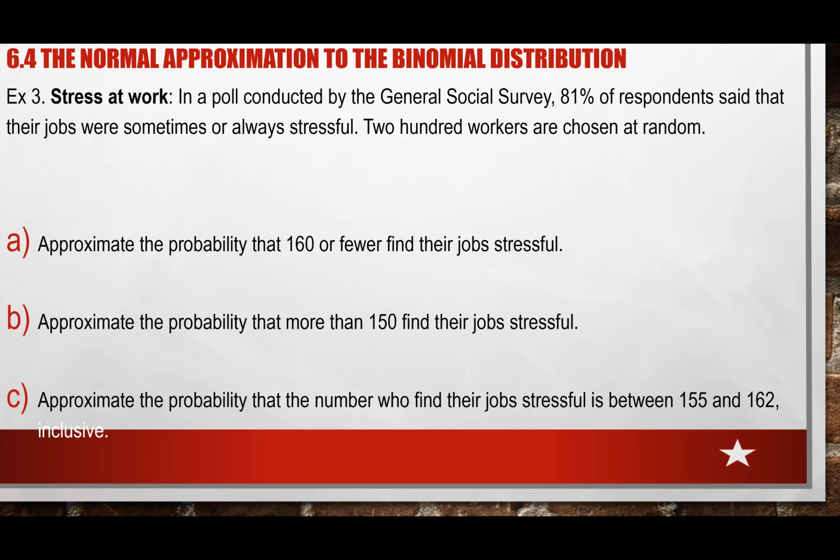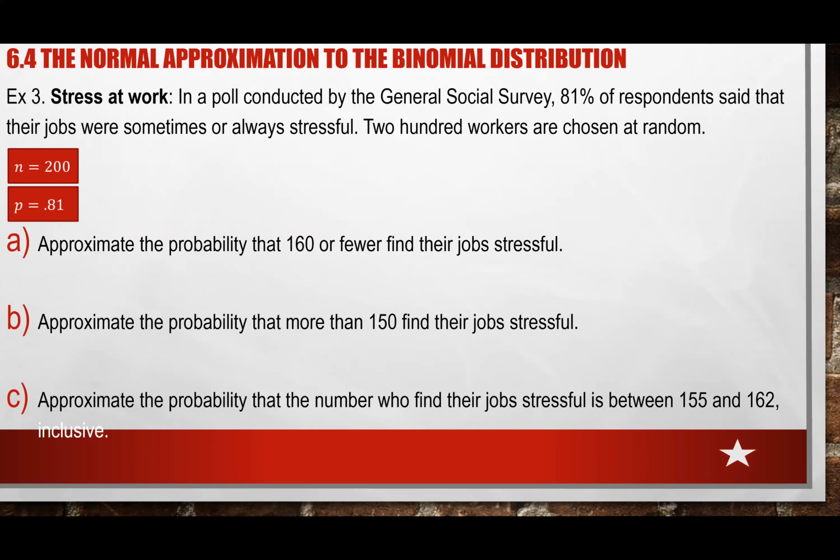But again, look at this here. What is my information? Do you agree that my total number of workers will be 200? That is how many workers I need to extract, the random sample that I need to take. And then the probability that each one of them says, based on the survey, that work is stressful is 0.81, which is 81%, right?